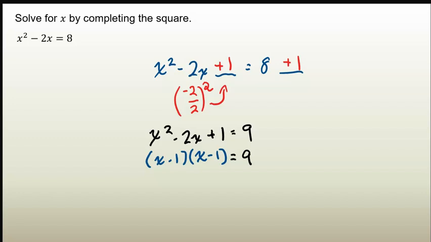Now for the next step. I can rewrite this as x minus 1 squared equals 9. And now I just solve for x like it's a normal equation. I undo the square by square rooting both sides. And what that gives me on this side is plus or minus 3.